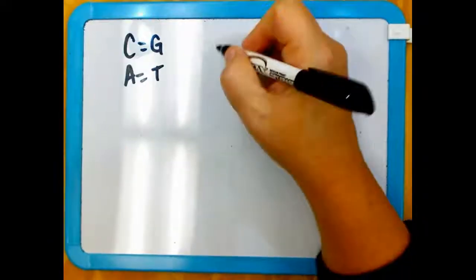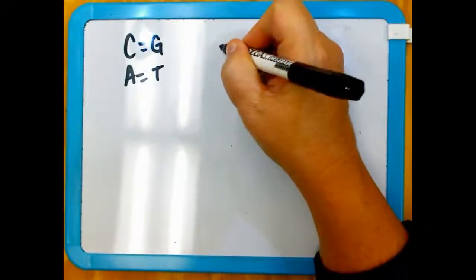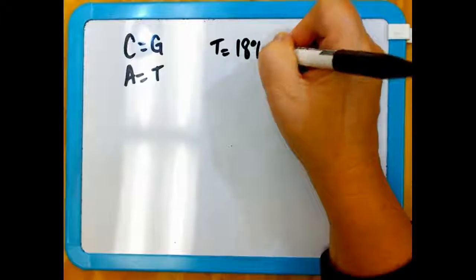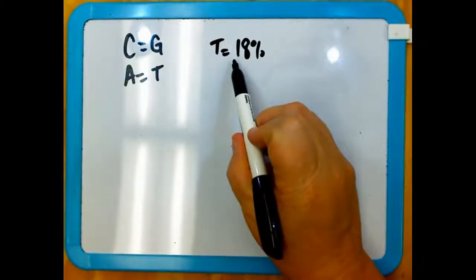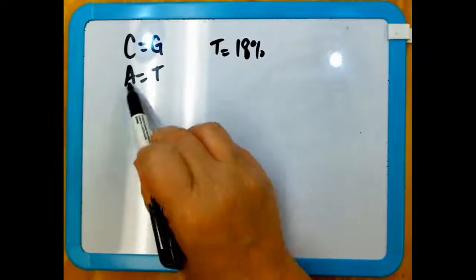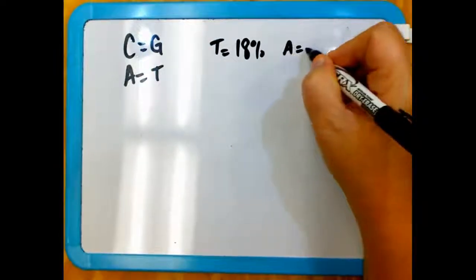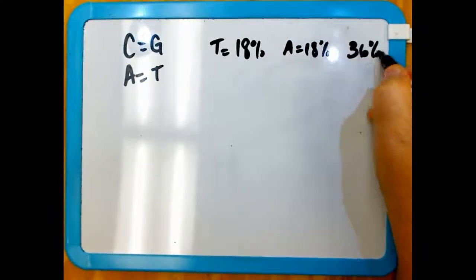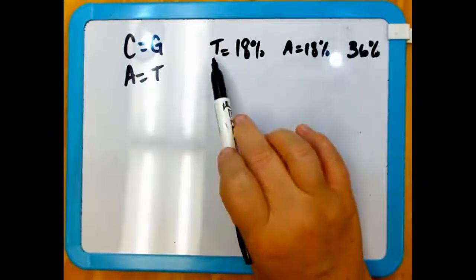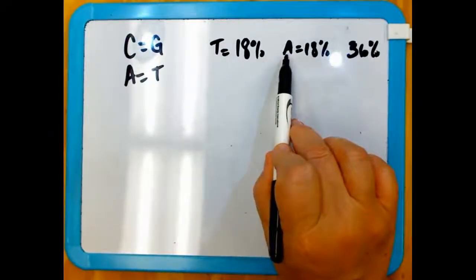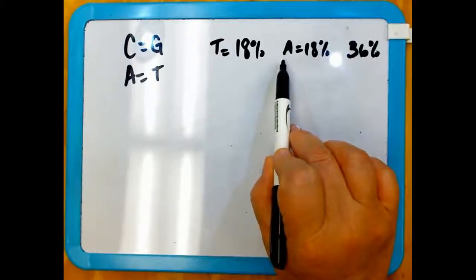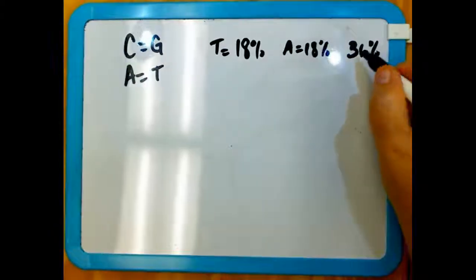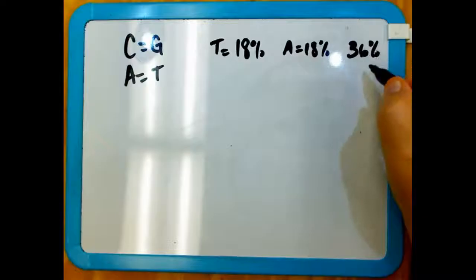Okay, so let's say T equals, let's say 18%. Okay, so if T equals 18%, because of Chargaff's rule, A must equal 18%. And 18 and 18 is 36. That means 36% of the DNA molecule is made up of A and T. Okay, so the rest of the DNA molecule must be G and C. Okay, so just do 100 minus 36.